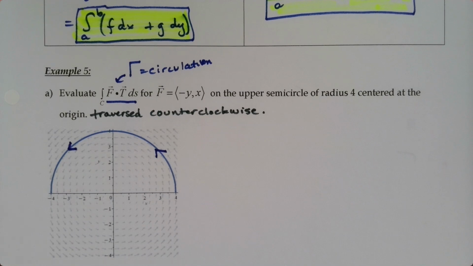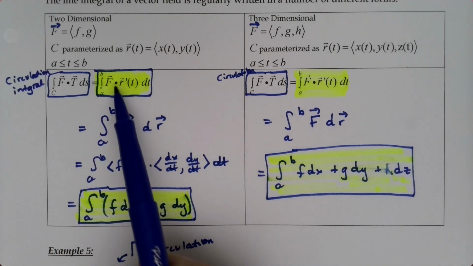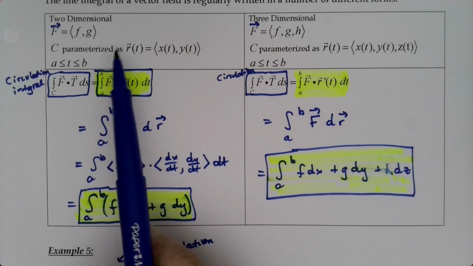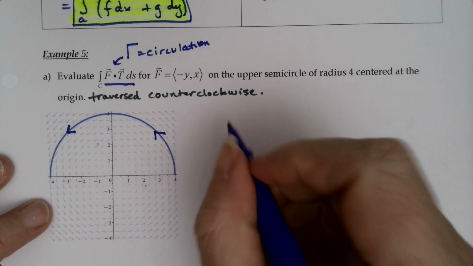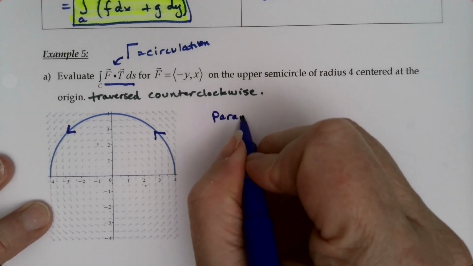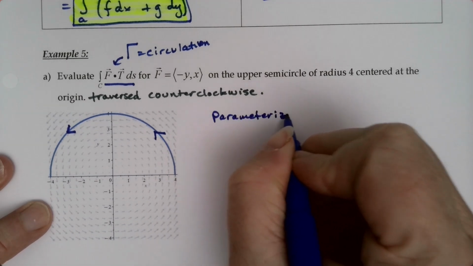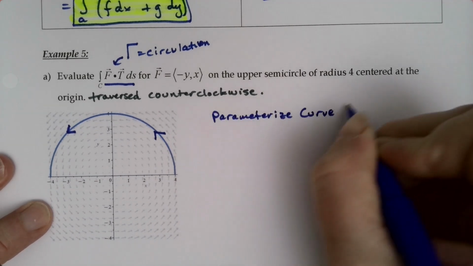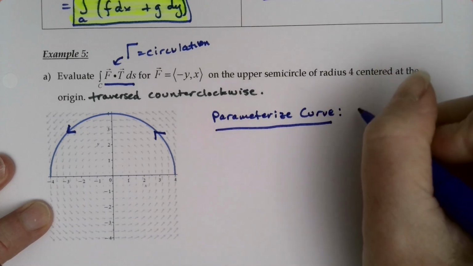All right, so we need to be able to parameterize this. If we're going to do a circulation in 2 dimensions, we need r of t. We need the parameterized curve. So that's what we're going to work on first. So we're going to parameterize the curve. Okay, so r of t.